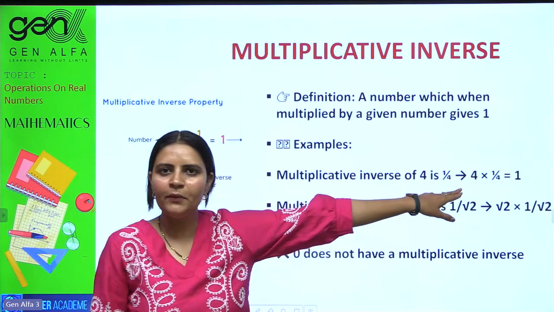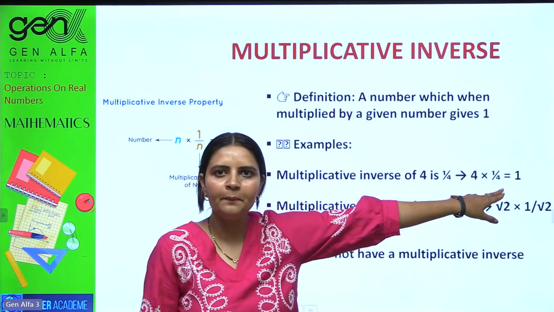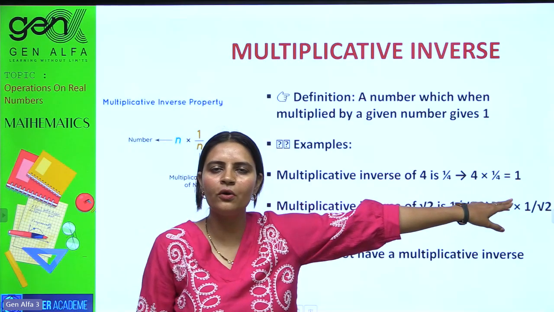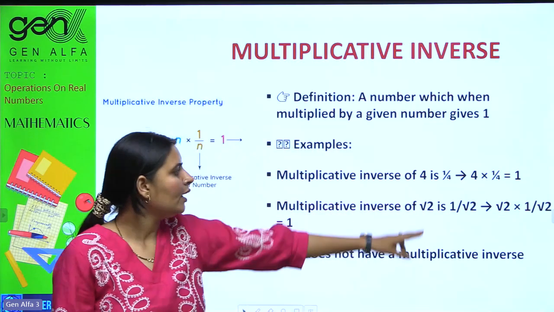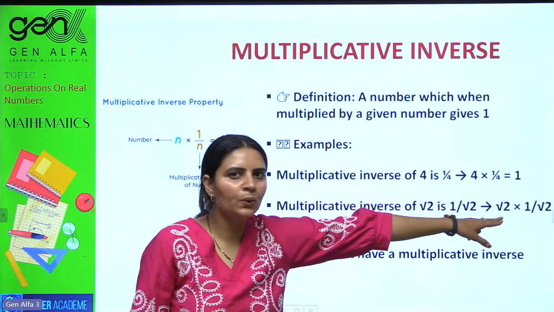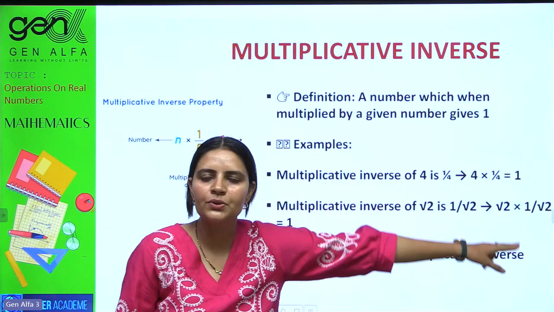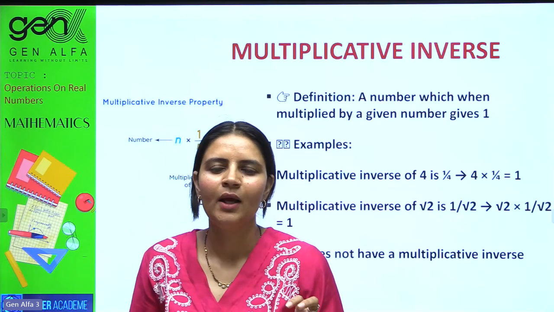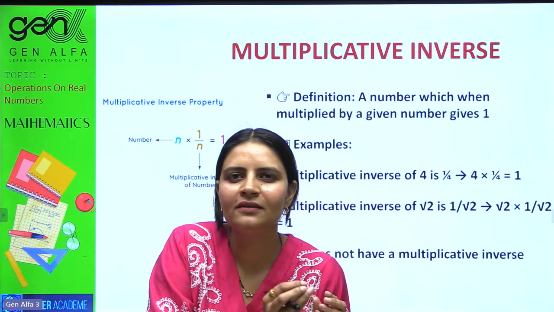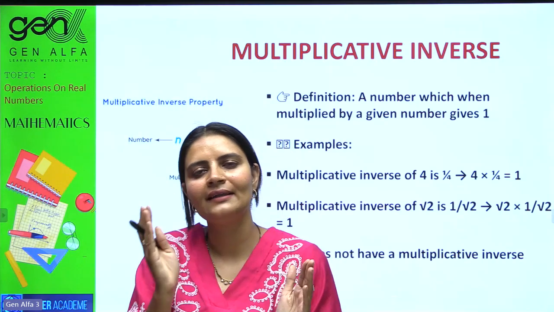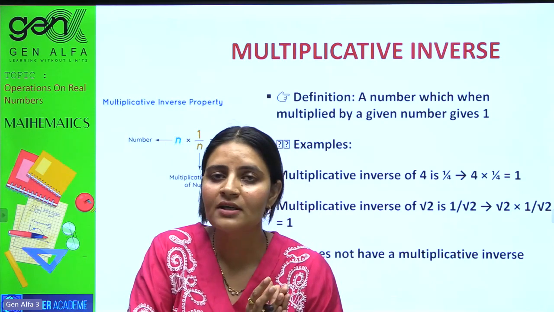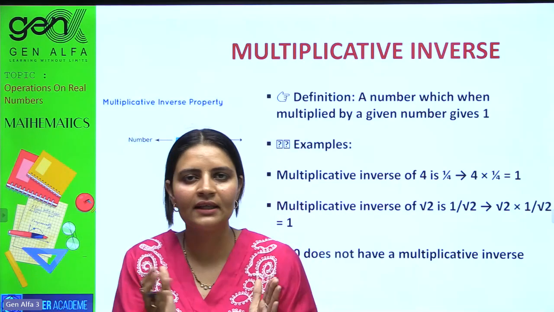If you are taking the number 4, its reciprocal would be 1 by 4. 4 multiplied by 1 by 4, the result is 1. Here, the number is 2 and its reciprocal is 1 by 2, giving you the number 1. So what pattern have you observed here? Whenever you apply the additive inverse, you get the additive identity. Whenever you apply the multiplicative inverse, you get the multiplicative identity.